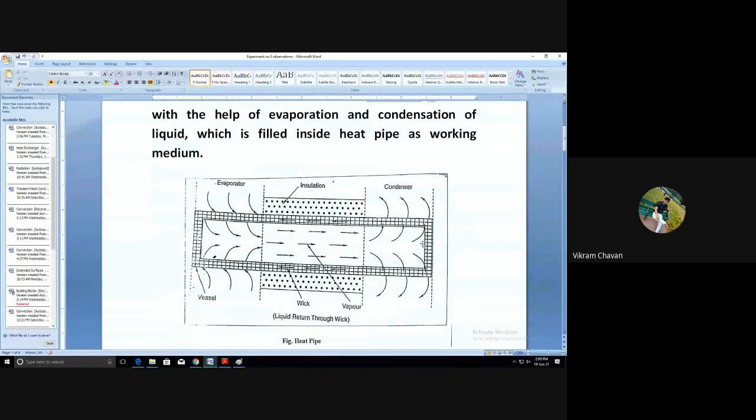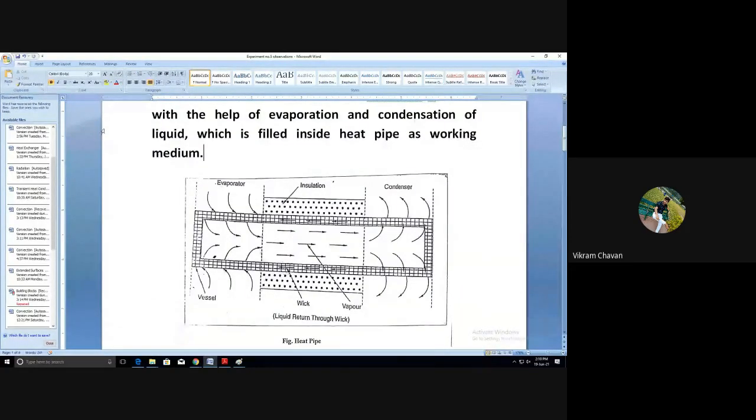Now the important part in this particular heat pipe is the wick structure. This wick structure is placed over the inner surface of the pipe, and it makes possible the transportation of the fluid from the condenser section to the evaporative section by capillary action. Let us understand the working of this particular heat pipe.